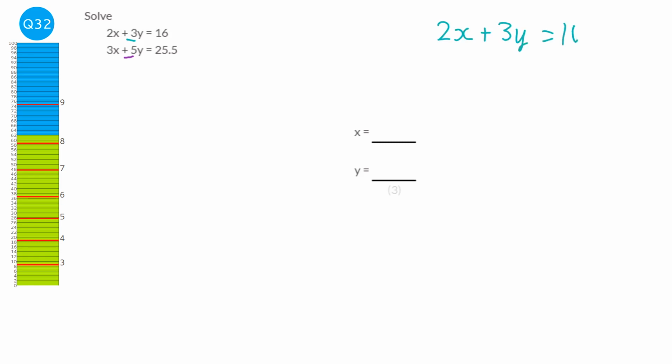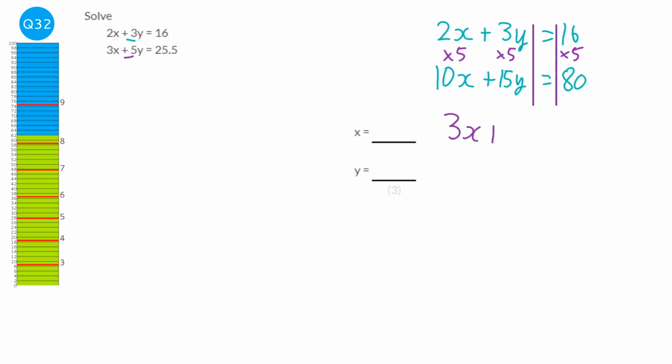So let's write out the first one, get our lines in. And to do that, we're going to times everything by 5. So it's going to be 10x plus 15y, which is good, that's what we wanted. And then 16 times 5, which is 80.